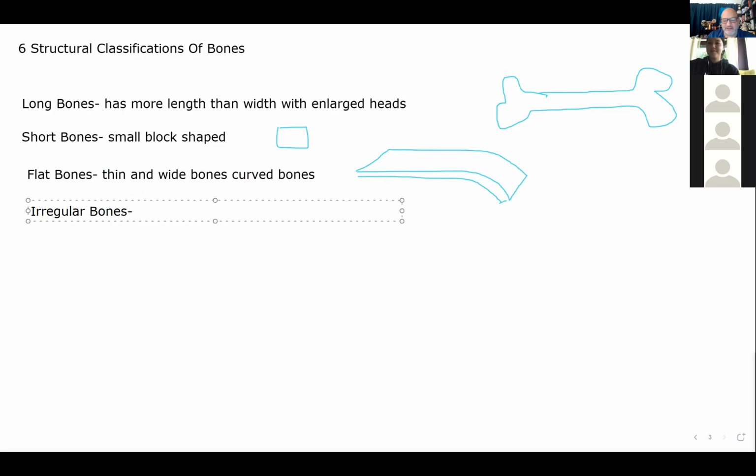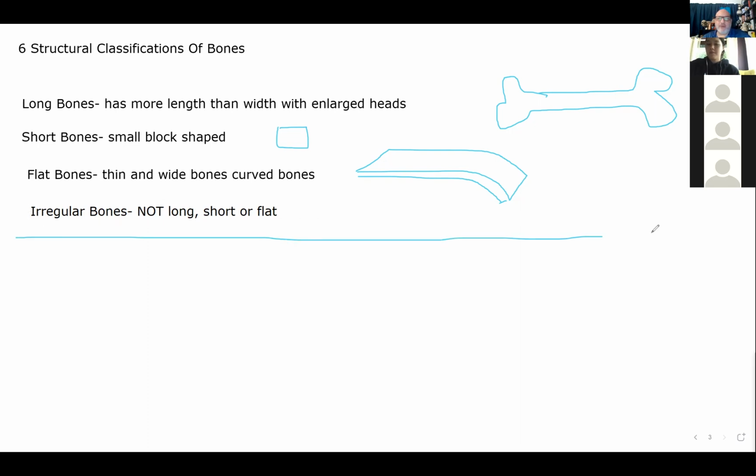Well, this one's easy. An irregular bone is a bone that is not long, short, or flat. So this one we can cheat with our definition. The vertebrae are a great example of that. These are the 4 main classifications that we think of.